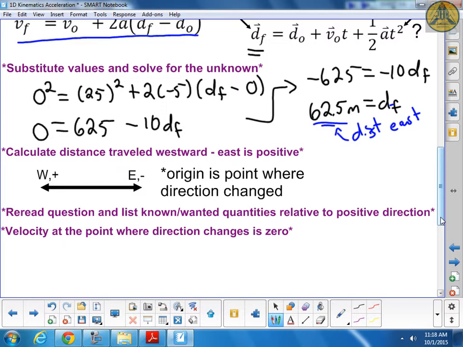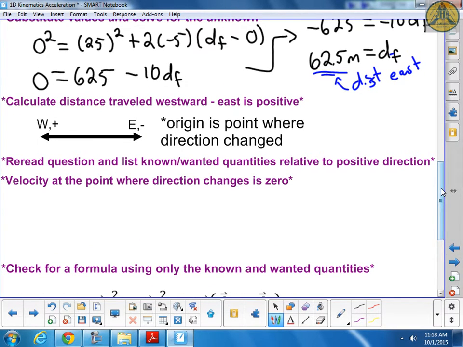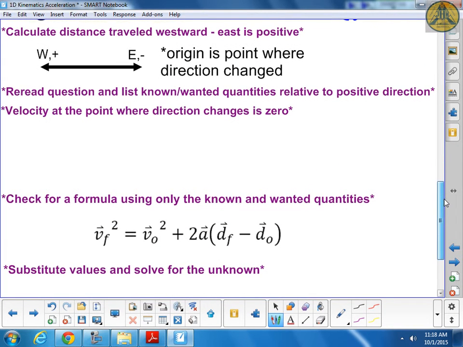Any other questions on the math, the setup? So here's what's really different now. We've got to calculate how far it went westward. I'm changing around my coordinate system, and you're allowed to do that. If you want to keep west negative, you can. I'm making west positive. I want to figure out how far it traveled west. I want to get that number. You can leave it as it is and calculate just the negative value and change it at the end. You can do that. I'm changing my origin. I'm changing where my reference point is. It is now where the object changed direction. So my zero position is going to be where the object changes direction.